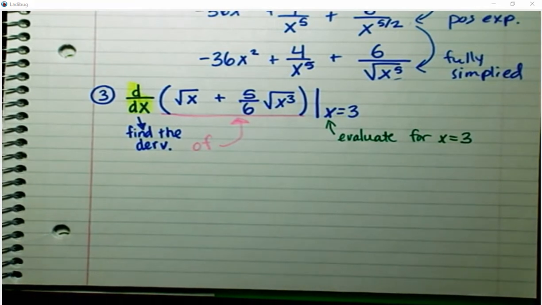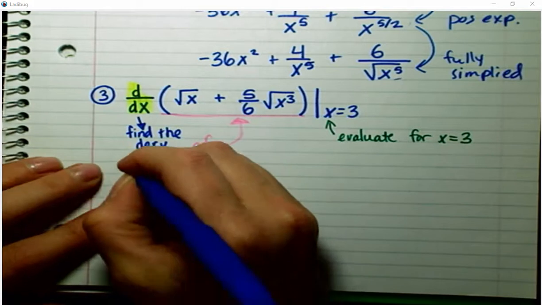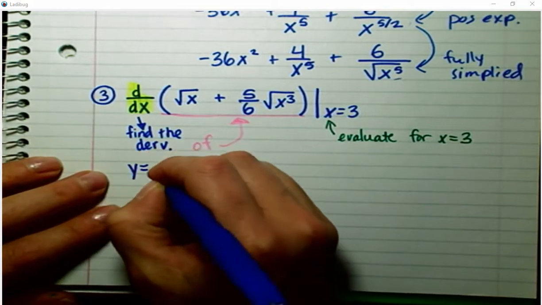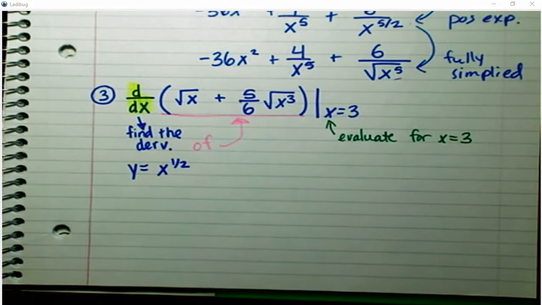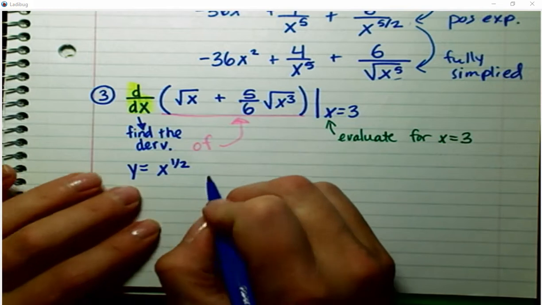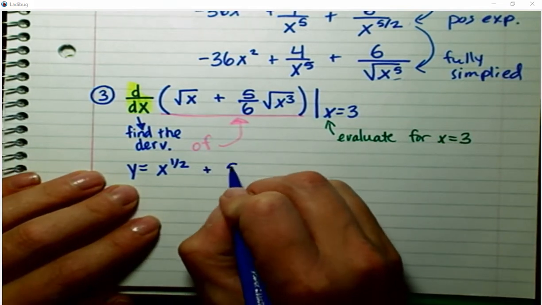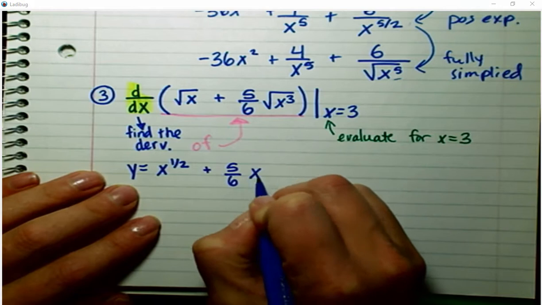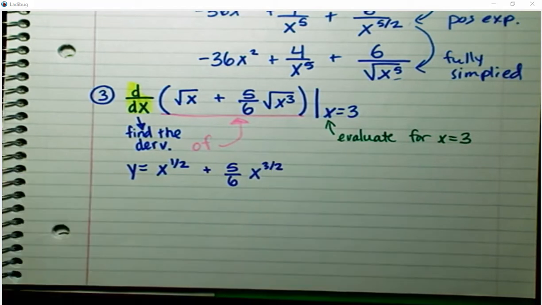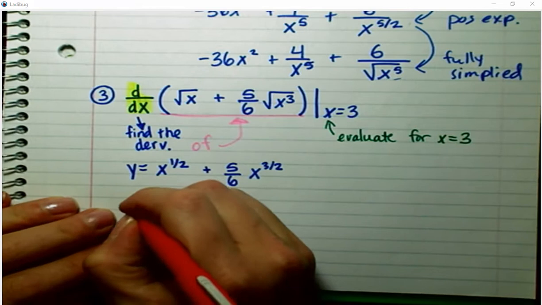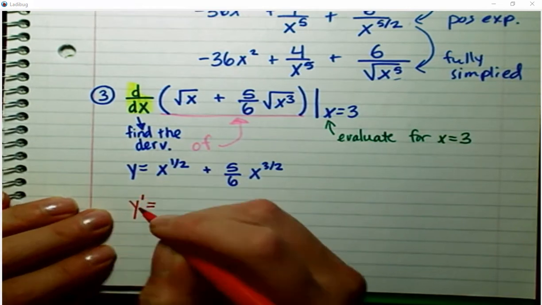I've figured out what I'm supposed to do. So I'm going to start by just writing y equals x to the 1/2, so that I can actually do the problem. Plus 5 over 6 x to the 3/2. I'm going to switch colors because I'm ready for the derivative now. Y prime equals.